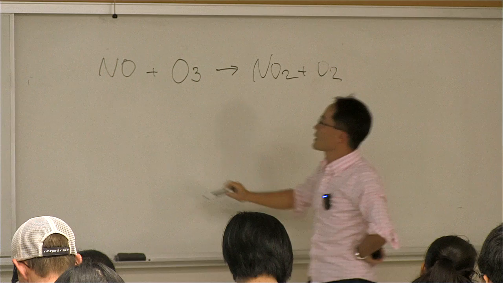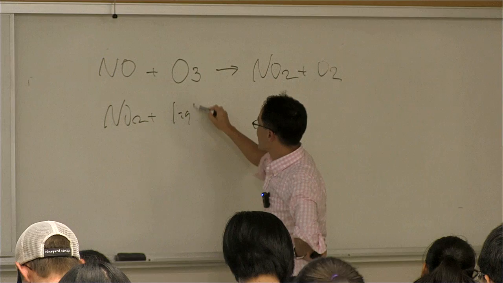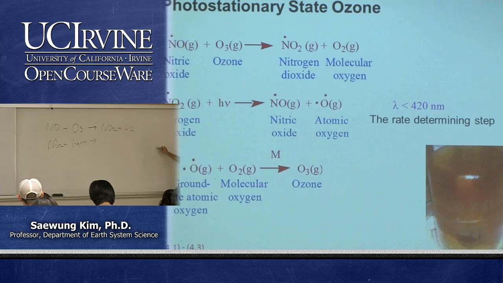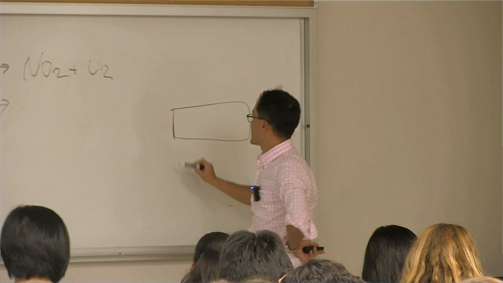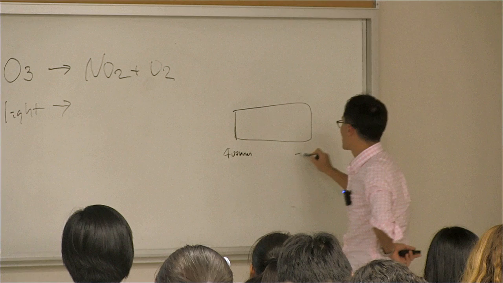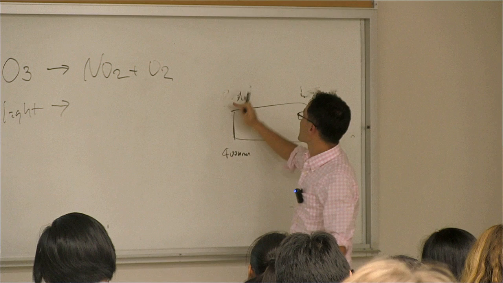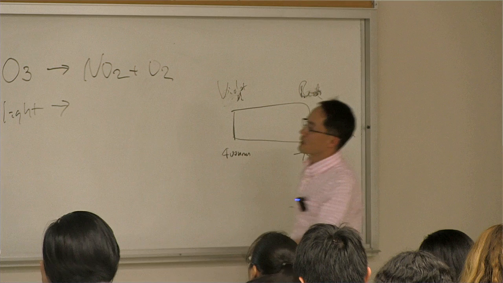Then NO2 hits light. We discussed that the color of NO2 is brown, right? And in the visible wavelength, one of Kurt's questions was about this. The visible wavelength region is about 400 nanometers to about 750 nanometers, with red at one end and violet at the other. No, the other way around, violet and red. And then NO2 is absorbing wavelengths below 420.